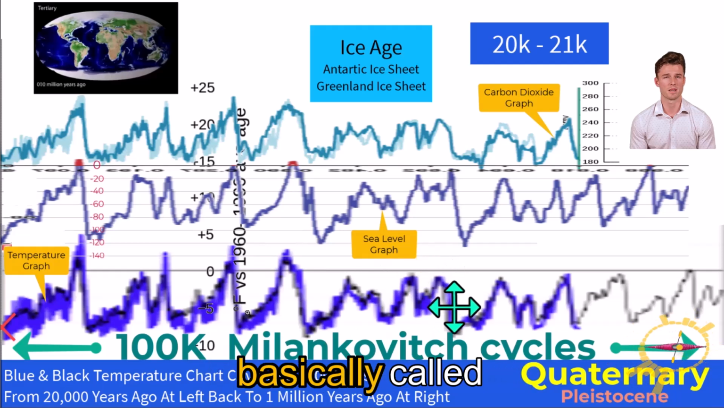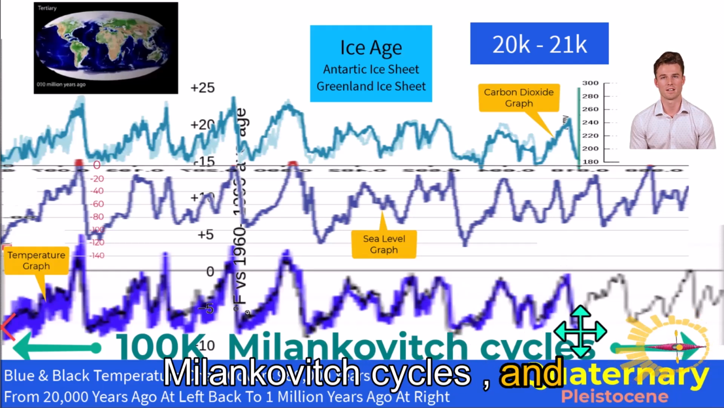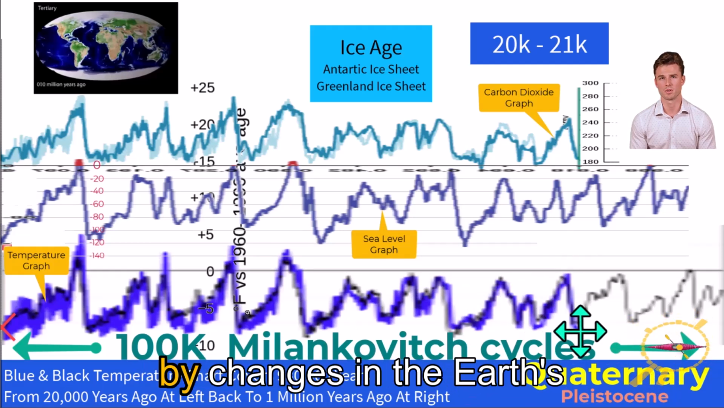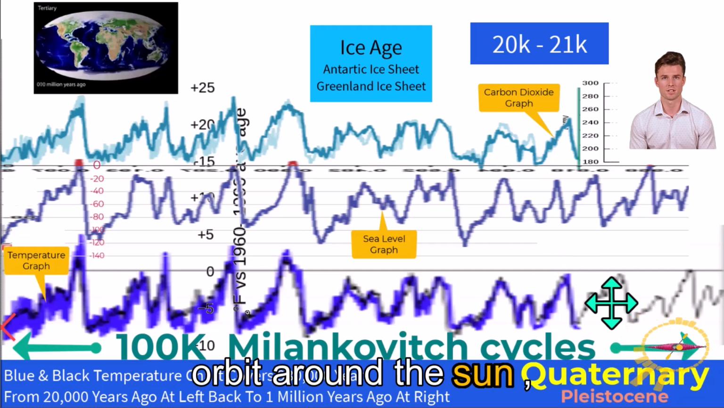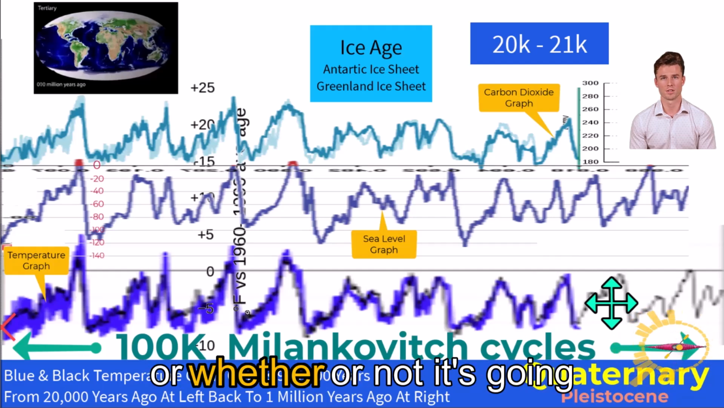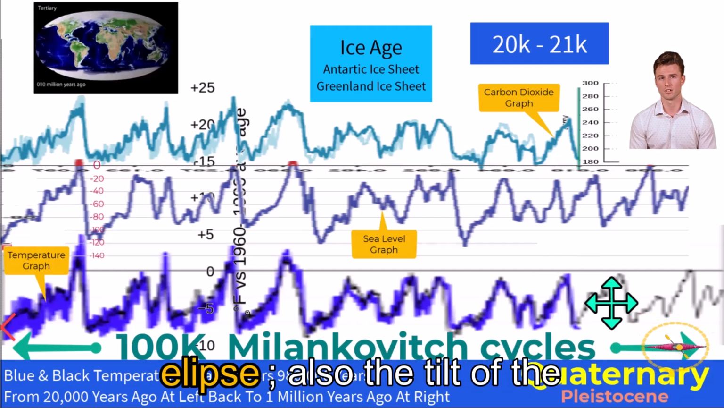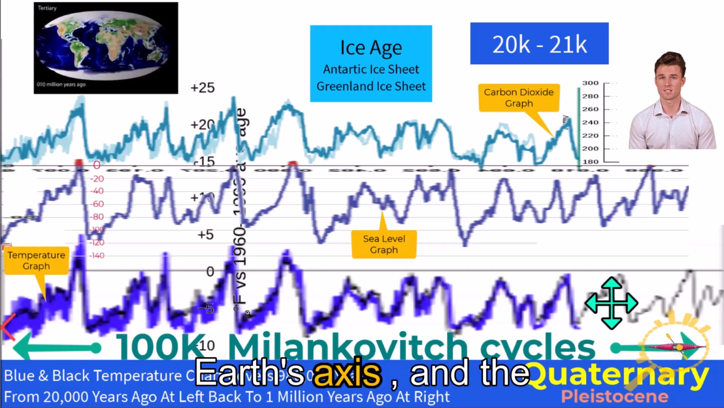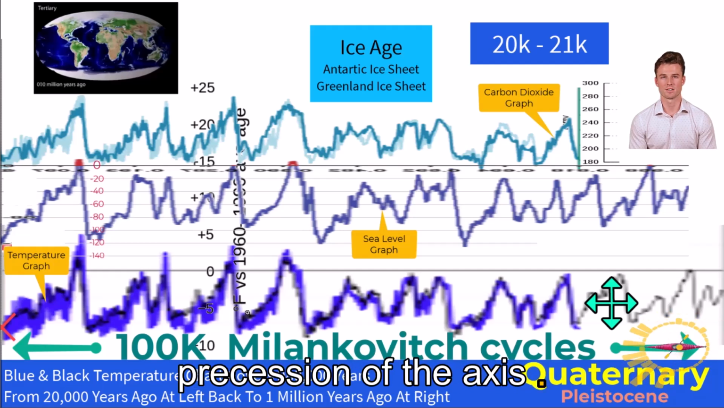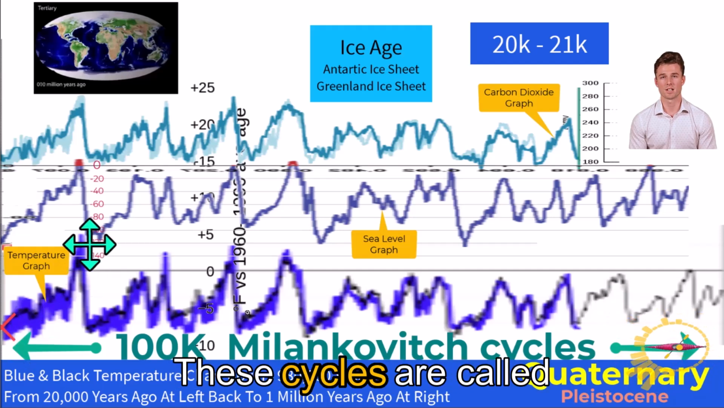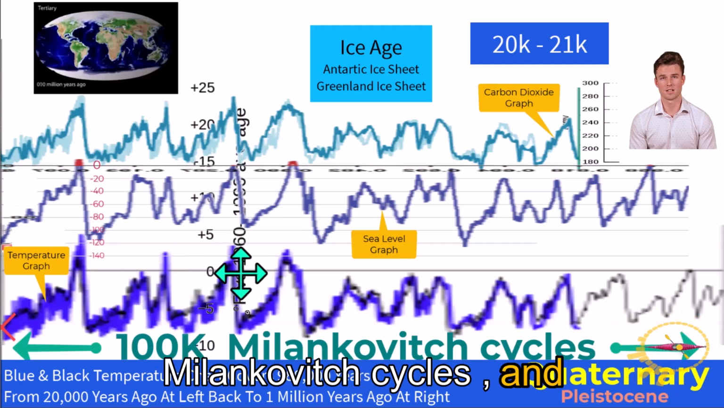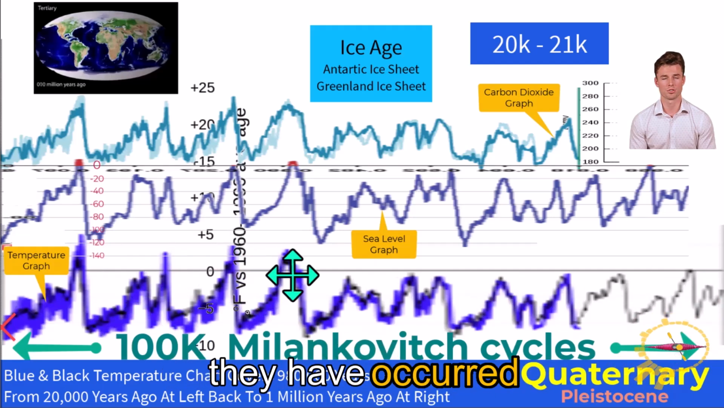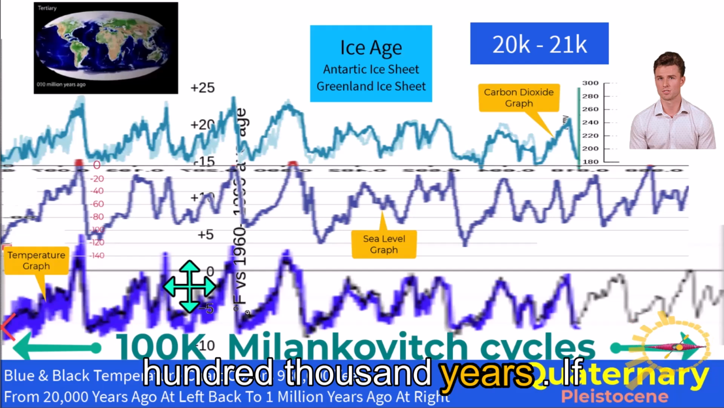These oscillations are basically called Milankovitch cycles, and they have to do with the Earth's climate being driven by changes in the Earth's orbit around the Sun, particularly its eccentricity, or whether or not it's going around in a circle or in an ellipse, also the tilt of the Earth's axis, and the precession of the axis. These cycles are called Milankovitch cycles, and for the last million years, they have occurred approximately every 100,000 years.